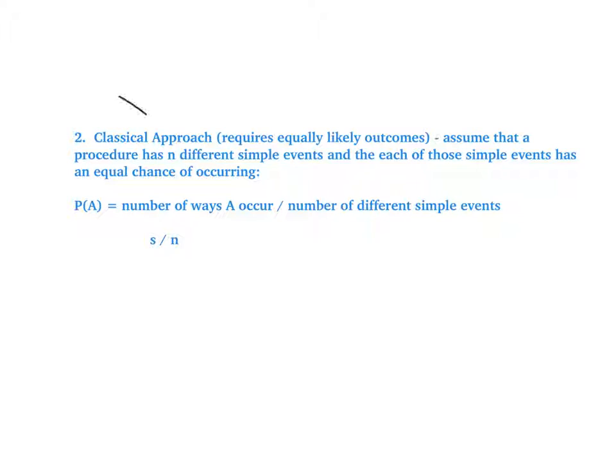The second one's called classical. This is the one we use the math for. It must have equally likely outcomes to use this. So assume that a procedure has n different simple events, and each of those simple events has an equal chance of occurring. That's why they're equally likely.